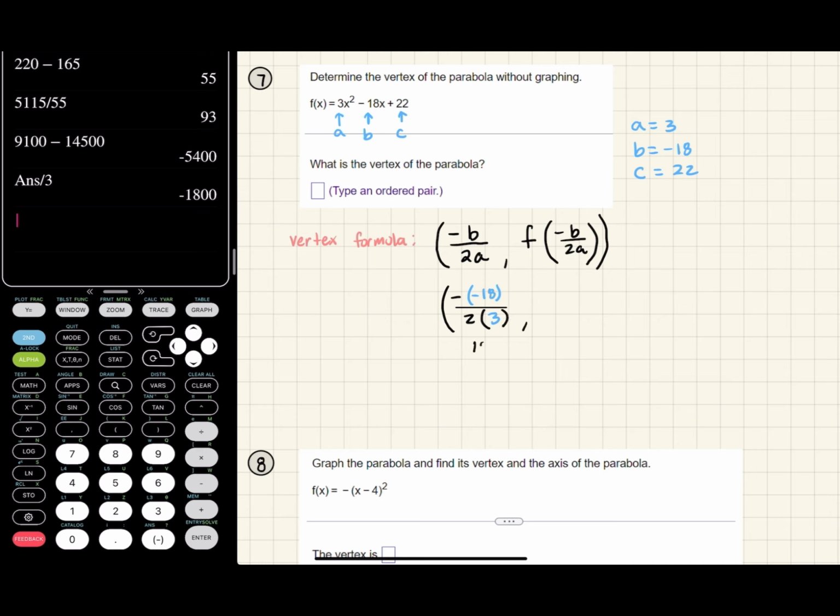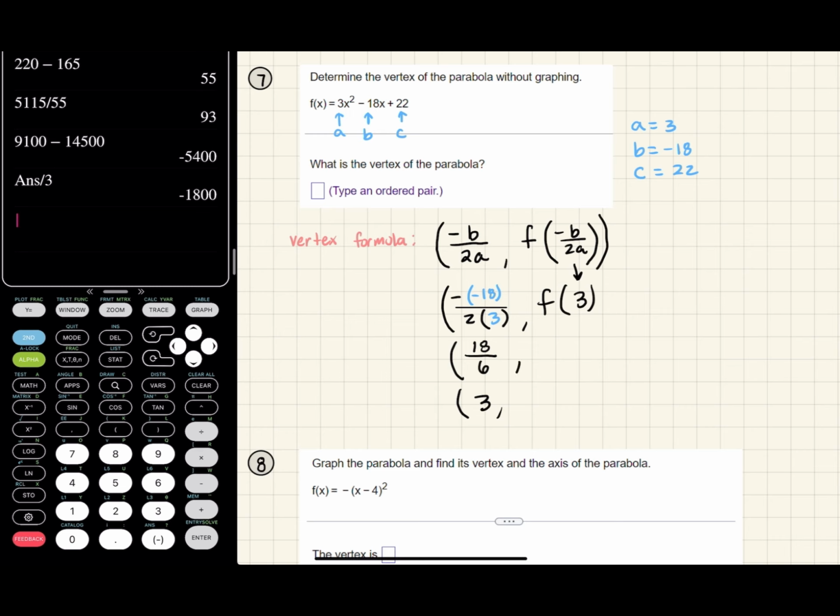So that's 18 over 6, right? 2 times 3 is 6, which is 3. So we figured out the x value of our vertex. It's 3. Now we just need to plug that 3 back into our function to figure out the y value.